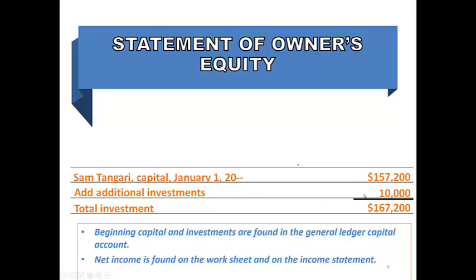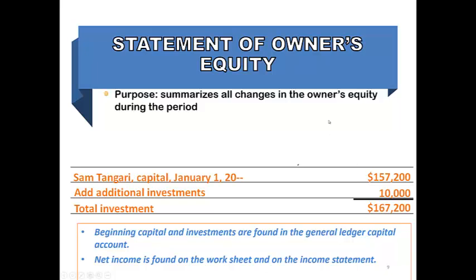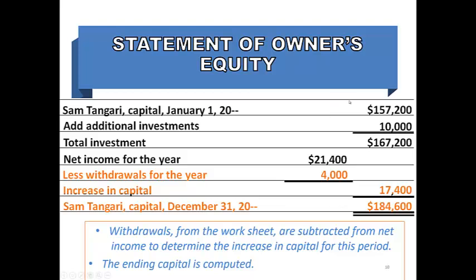there was an additional investment of 10,000, and those will be shown separately here on the statement of owner's equity. So the owner has a total investment of 167.2. And then we are going to add the net income from the income statement, and then subtract out the drawing that's shown on the worksheet or in the general ledger.